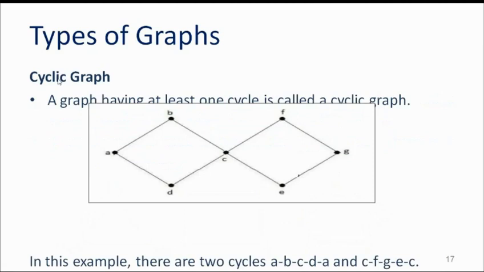A graph having at least one cycle is called a cyclic graph. Here you have one cycle, A, B, C, and another, C, F, G, E, F. These are the two different cycles you have. In an entire graph, you have two cycles. If at least one cycle is there, then it is called a cyclic graph.